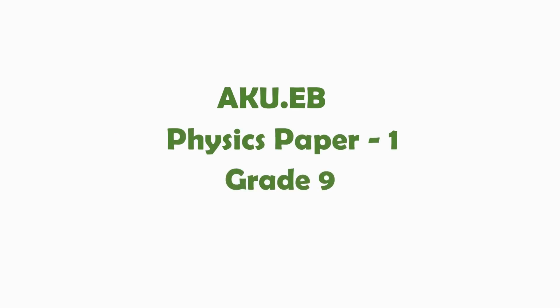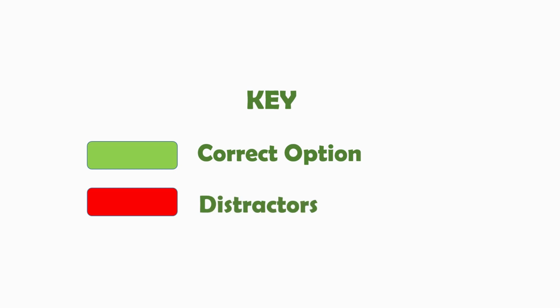In the first part of this video, we will be discussing the Physics Paper 1 for grade 9 as per AKUEB syllabus. And to do this paper, we must know about the key. Here, the green rectangular box will represent the correct option, and the red ones will represent the distractors.